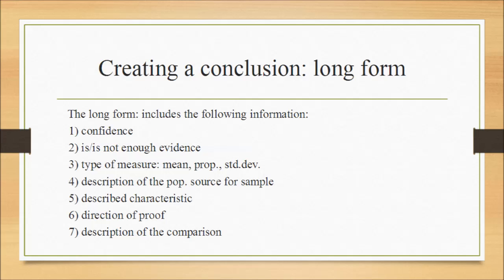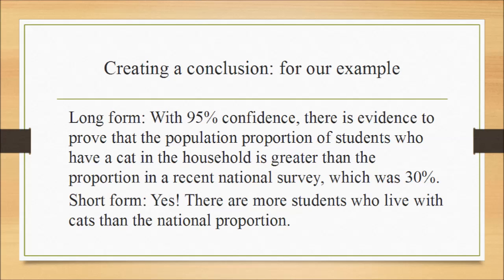But then, we're going to do this for the example so you can see how each part of this gives us information that we want to know when we're drawing the conclusion. 95% confidence, there is evidence. That's what we're saying. There is evidence to prove this. And we don't care about the sample. We're asking, what is the population proportion of students? It's greater than that in the national survey. So yeah, we've proven it.